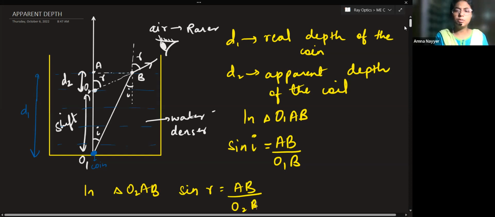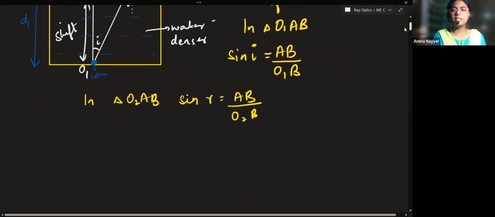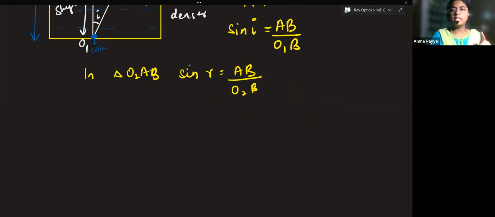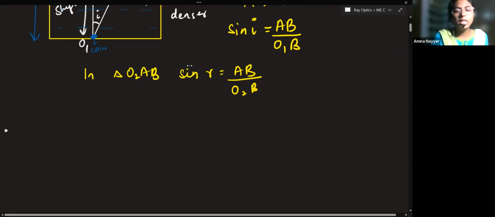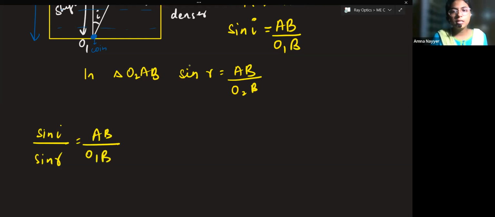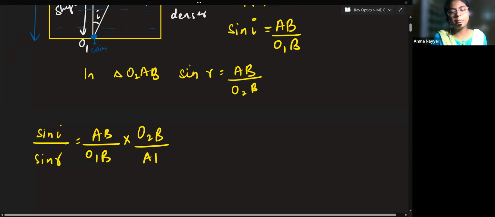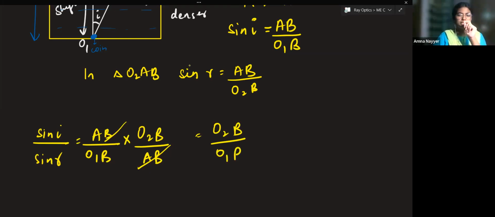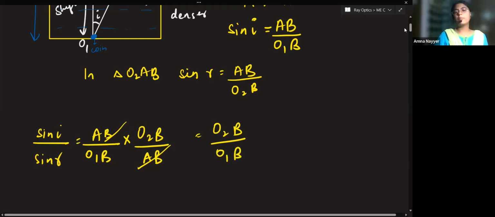Now let's just divide these two equations. This equation that we have and this equation that we have. Fine. Sin i and sin r. So if you divide, you have sin i by sin r. Sin i will be AB by O1B. This will become O2B by AB. AB gets cancelled. We are left with O2B by O1B. A very small approximation you have to use over here.